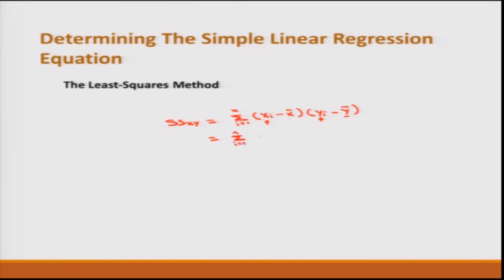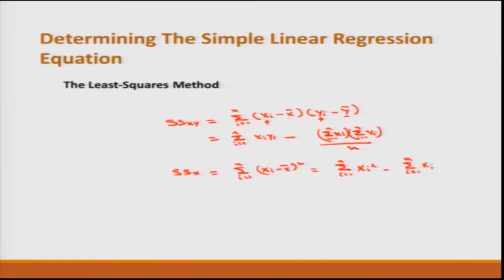So this comes down to summation i is equal to 1 to n xi yi minus summation xi summation yi, in both cases i is equal to 1 to n, by n, and SSX is the sum of squares for variable x only, that is xi minus x bar whole square, i is equal to 1 to n, which is equal to summation i is equal to 1 to n xi square minus summation i is equal to 1 to n xi whole square by n.